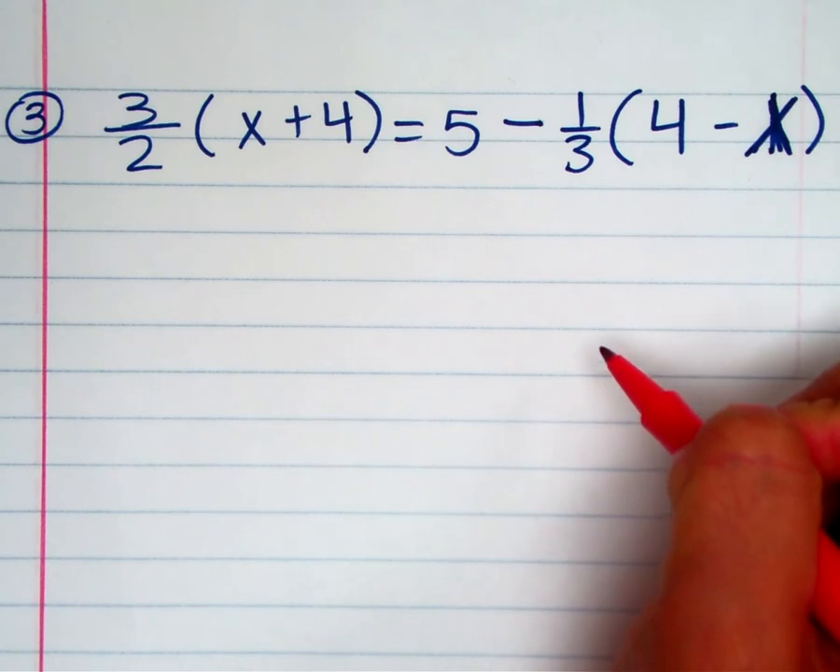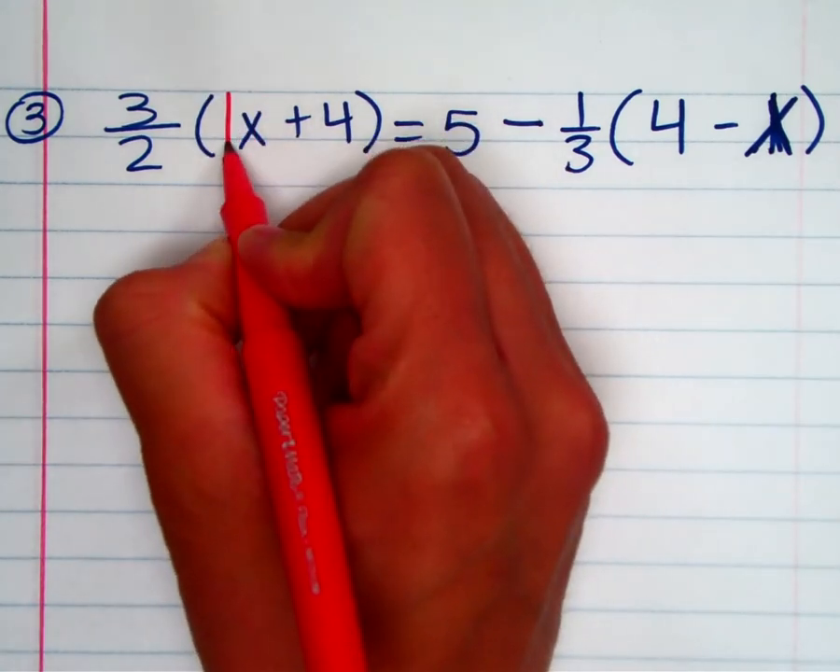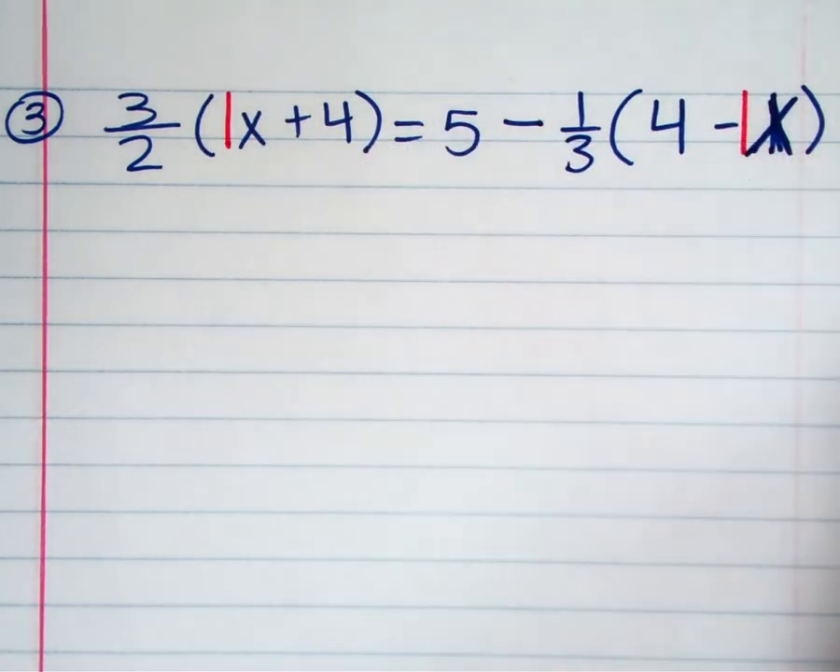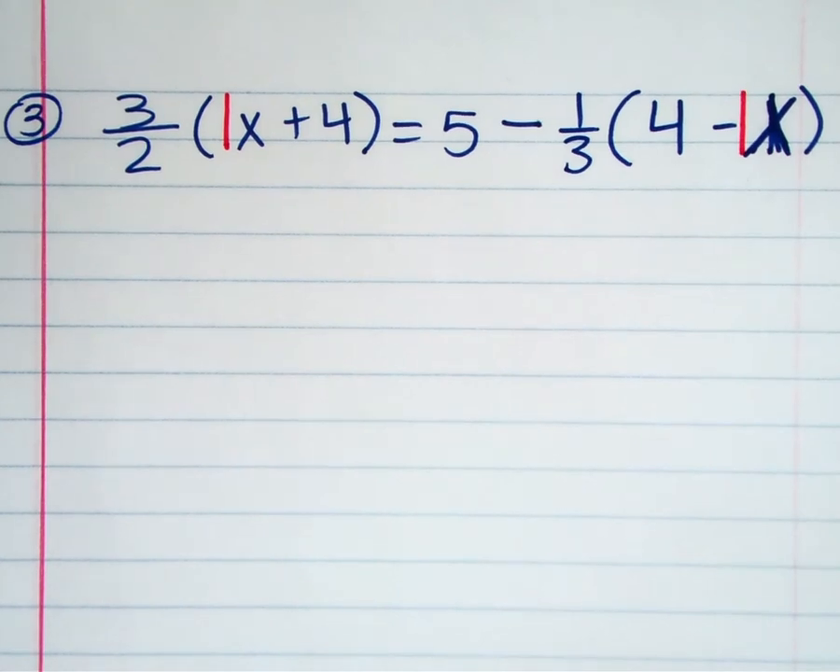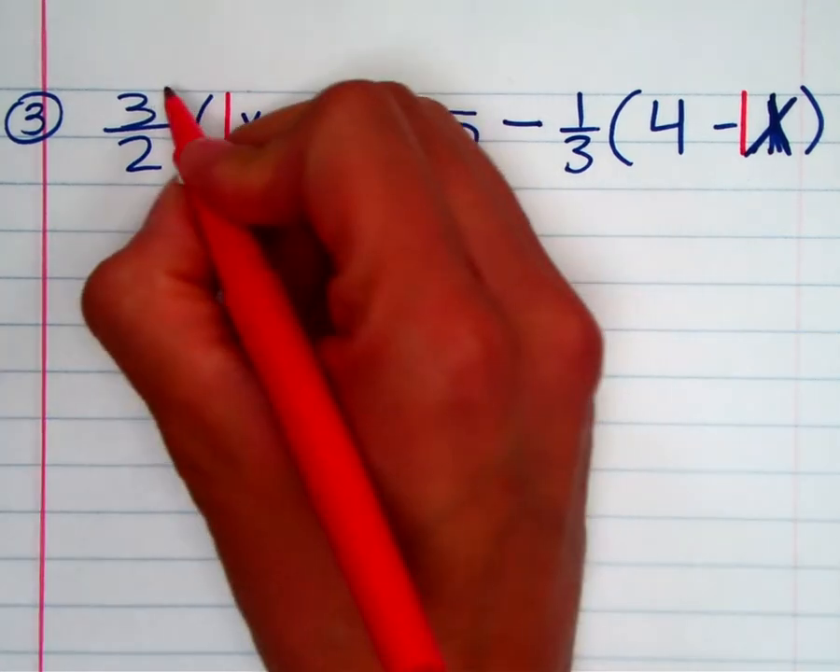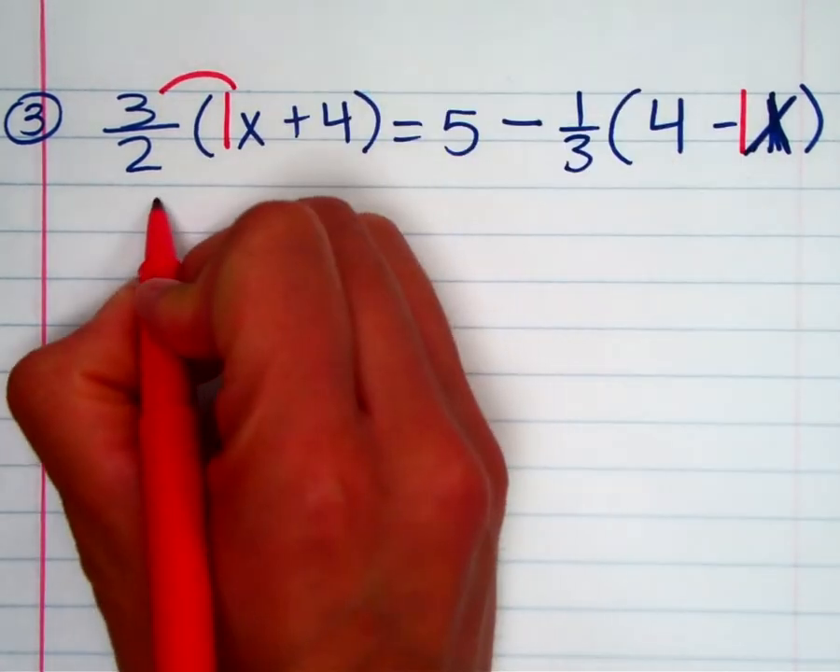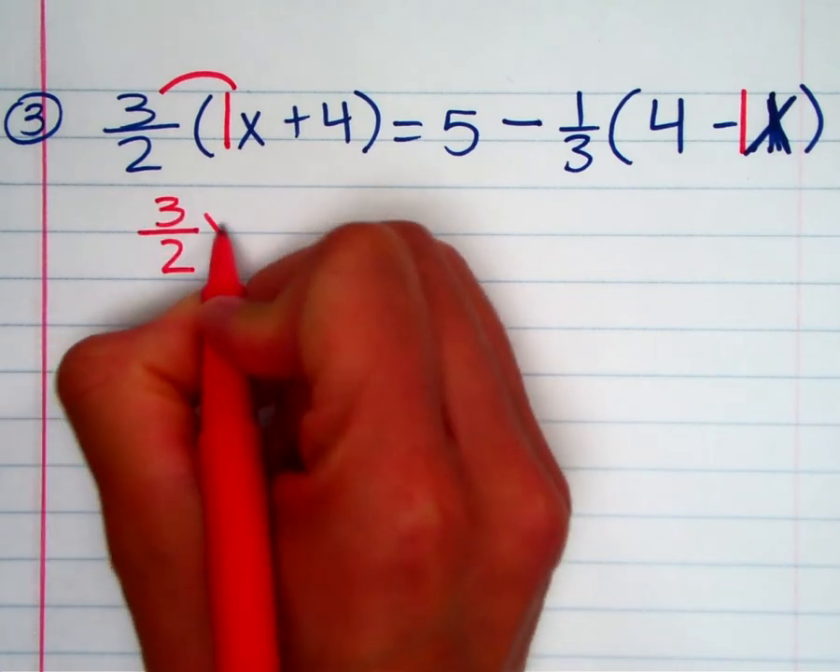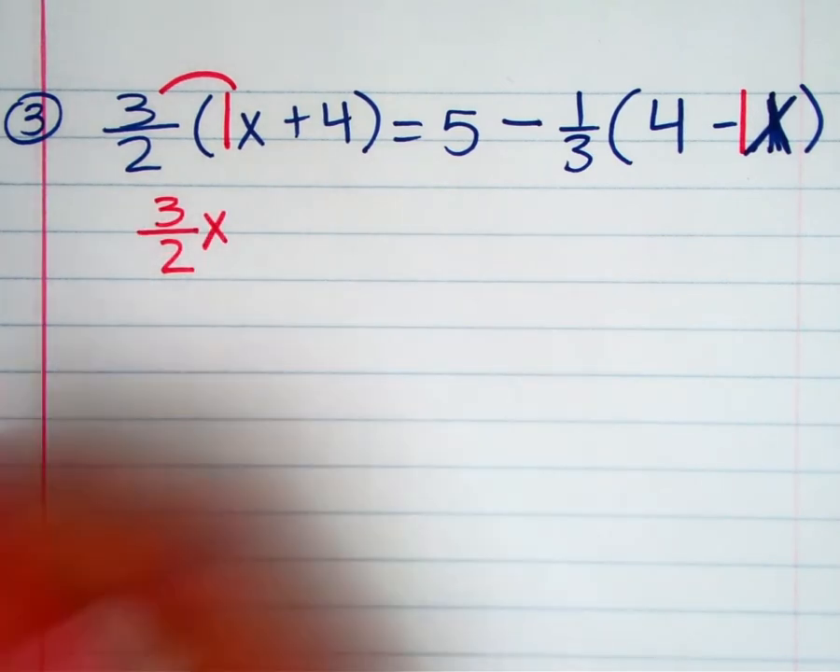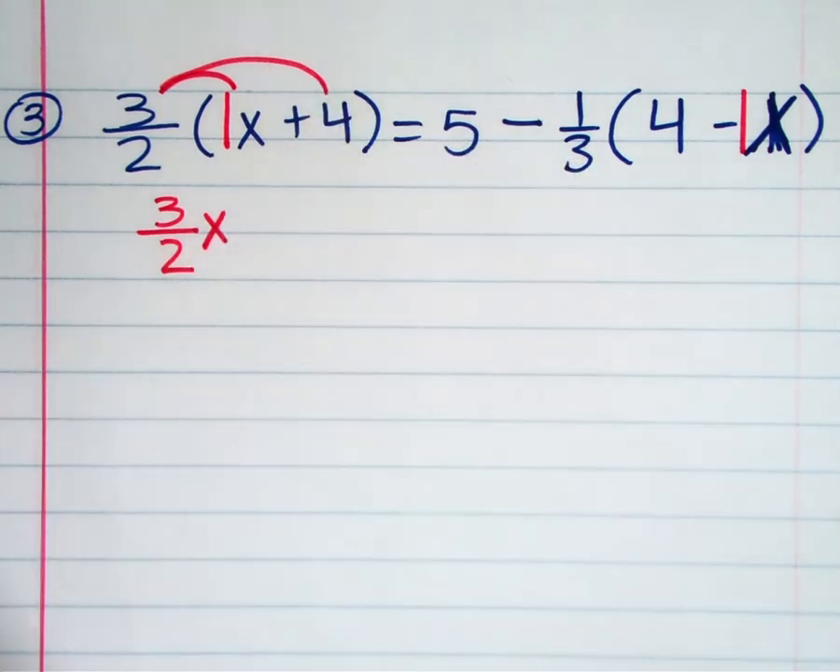First thing you want to identify is that these x's have an imaginary 1 in front of them, so you want to make sure you understand that before you start to distribute and wonder what is it that I'm multiplying it by. Alright, we have 3/2 times 1x. So anything times 1 is itself, so we have 3/2 x. Then we're taking 3/2 times 4. So when I multiply that, I can use my calculator or I can work this out by hand.